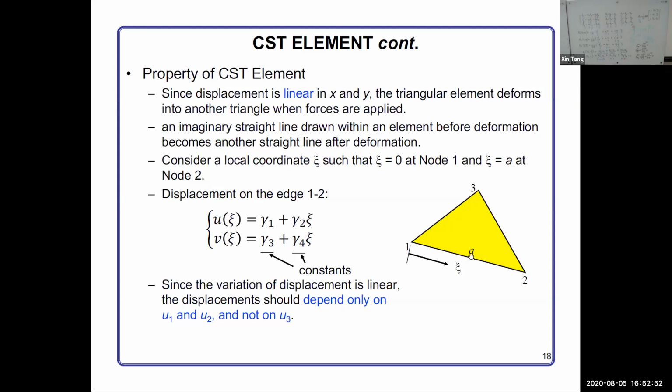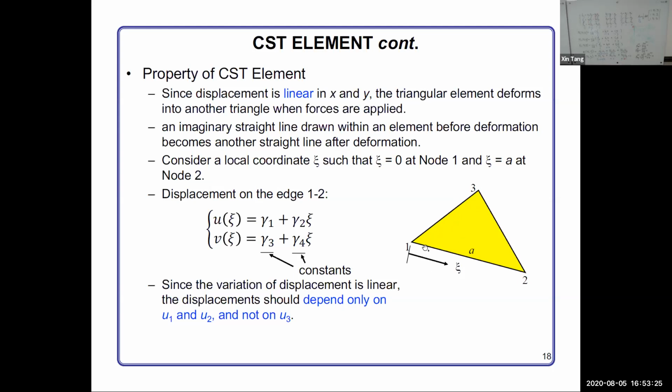If you choose a point outside of this line, maybe into the element, then node 3's displacement gets involved. But if it is along the line between 1 and 2, then only these 2 nodes are involved. The same thing happens for nodes 1 and 3. If you choose a point on this edge, then only the displacements of 1 and 3 are involved.